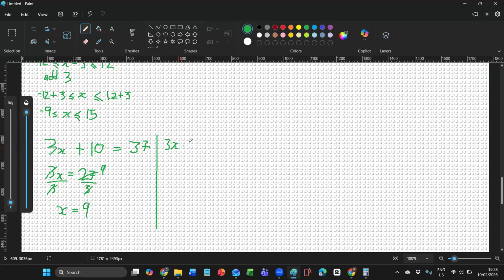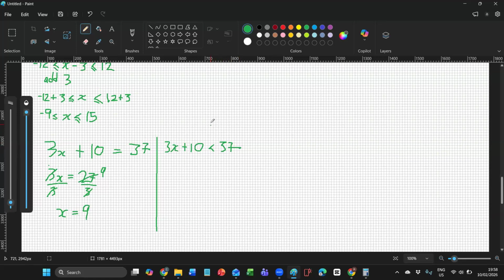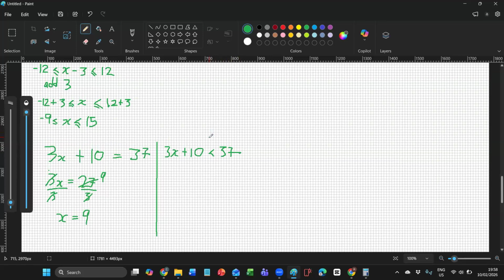3x plus 10 less than 37. If this was what you had, you would have done the same thing. And when I say the same thing, I mean exactly the same thing. All you need to do is to do what? Maintain the sign. Don't get carried away and forget that the sign is what?